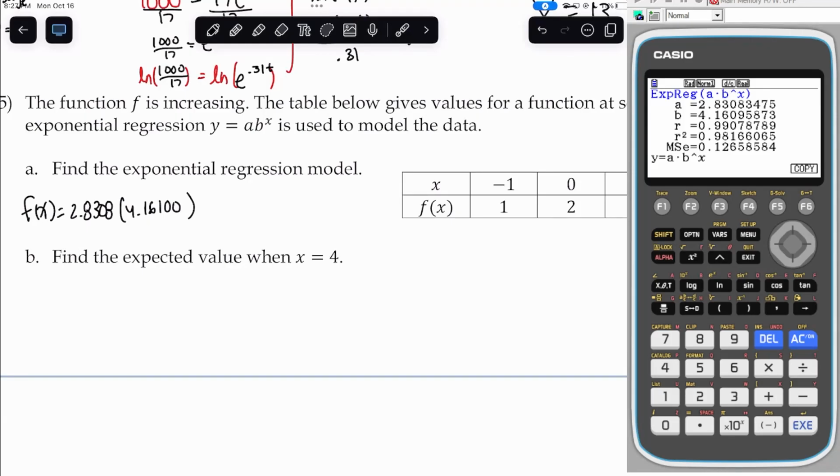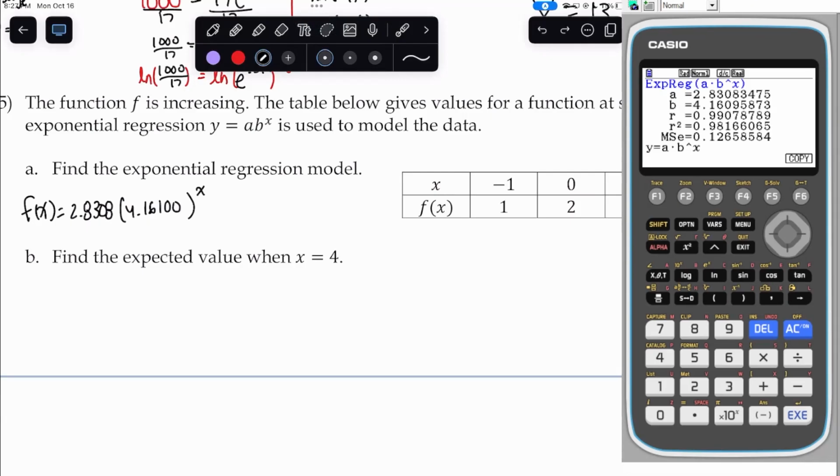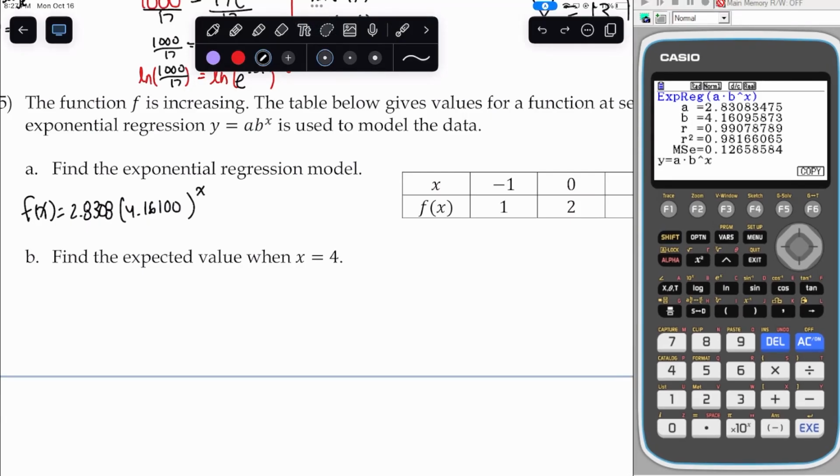All right, yapping over. Sorry, I don't know how long that yap session was. Let's get to part B, which is a lot faster. It says find the expected value of x equals 4. And if I was using the equation that I estimated, of course I could just plug 4 into that x and figure out what that is. But since I'm using the calculator, I might as well just use this equation that's already given to me right here and plug in 4 into that, right?